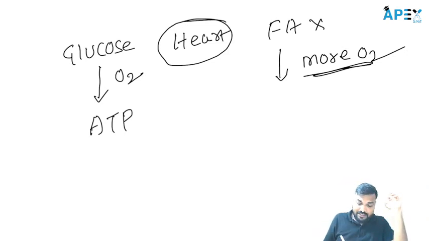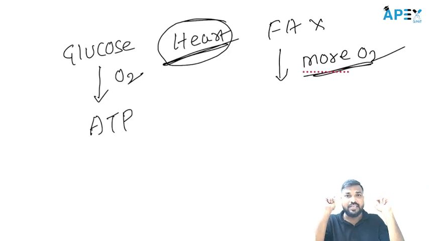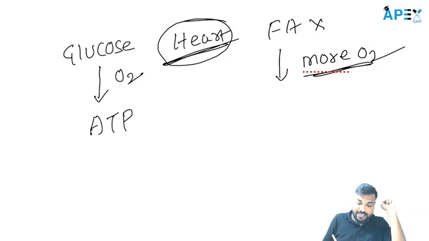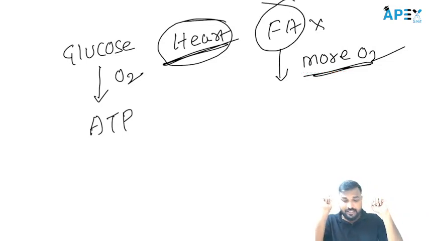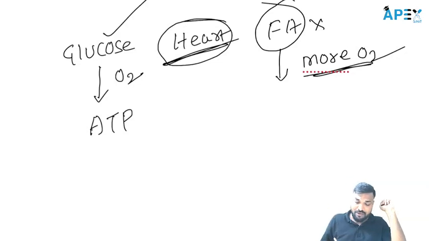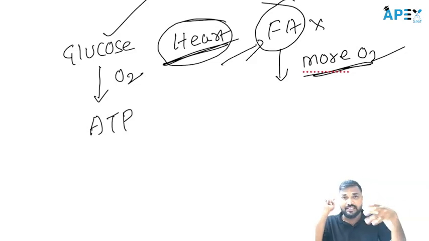That is what we said to the heart. But what does the heart say? Since childhood, since birth, I have been using fatty acid. Now you are suddenly saying use glucose. I don't want to use glucose, I will use fatty acid only. That is what the heart said. Now what to do?